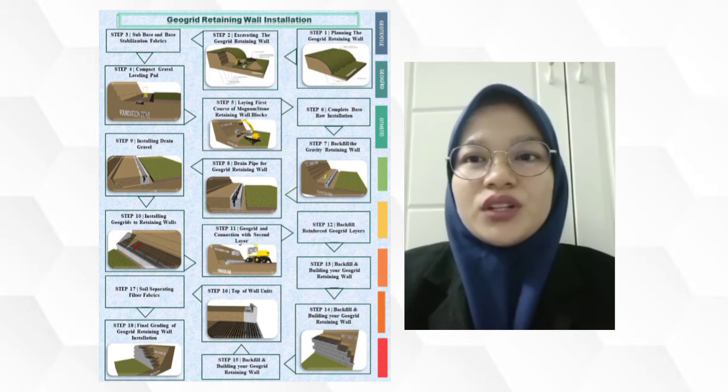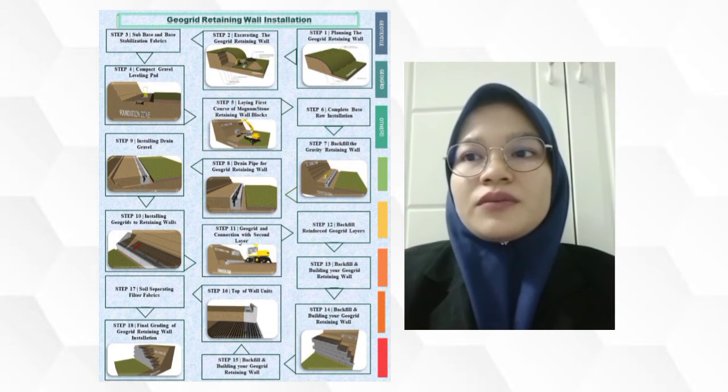Step 16. Top of wall unit. Complete the top of wall with magnum stone top unit. Magnum stone top units are manufactured with the back panel 8 inches lower than the front panel.